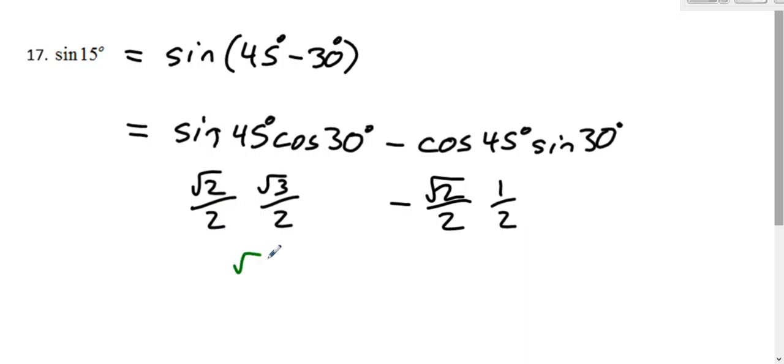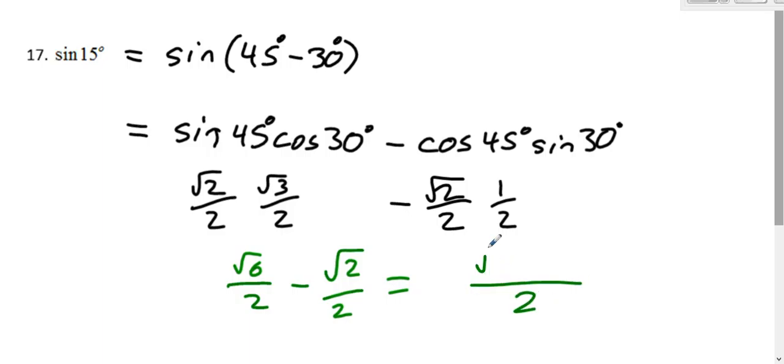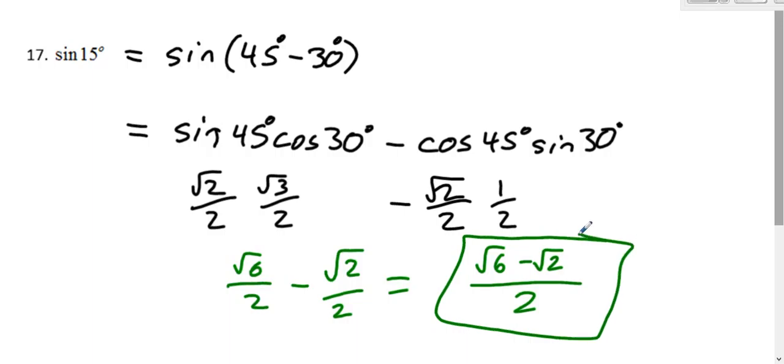So this is square root of 6 over 2 minus square root of 2 over 2. You can put all that over 2. Square root of 6 minus square root of 2. Done.